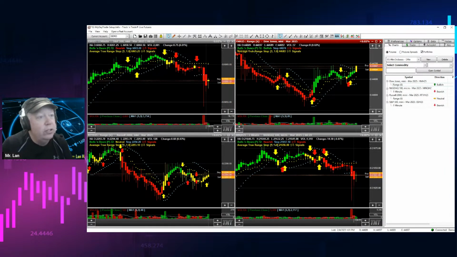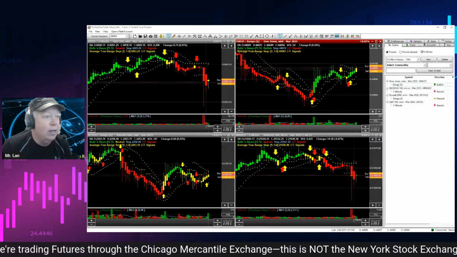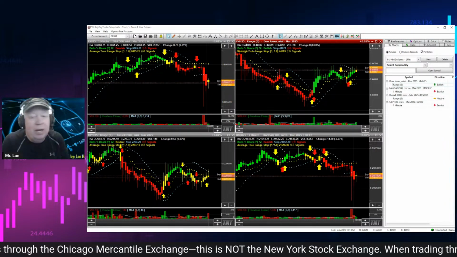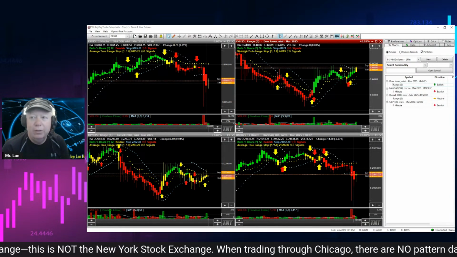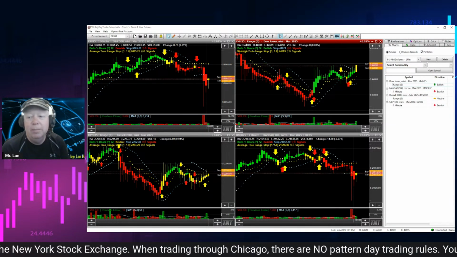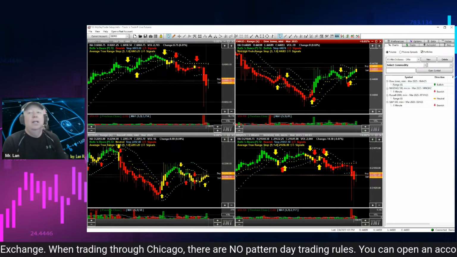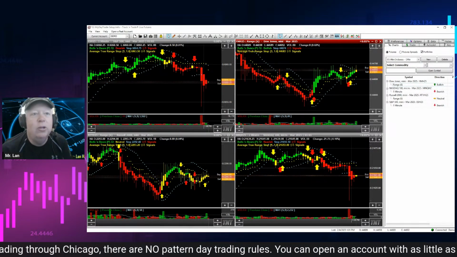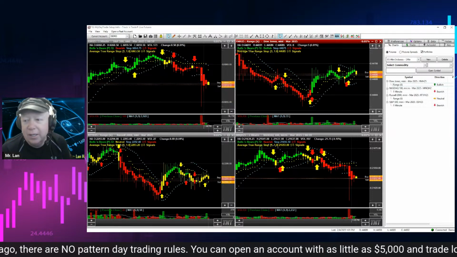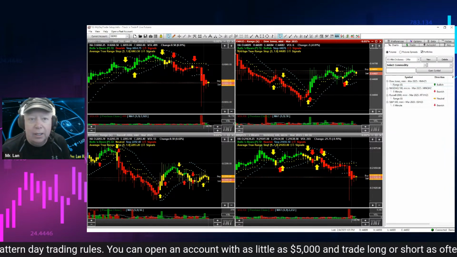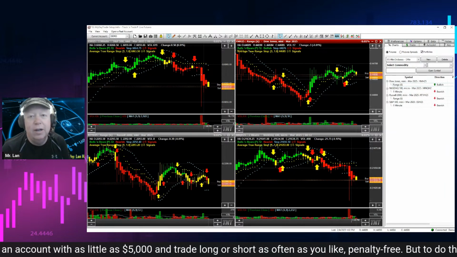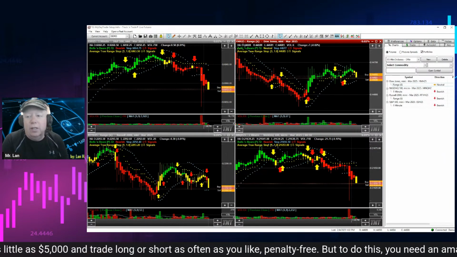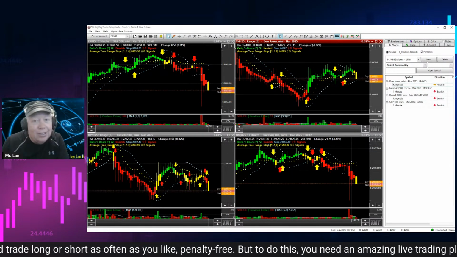Now, we are trading in the futures market, not in the stock market. The reason we like to day trade in the futures market is there's no pattern day trading rules. You can open up a small account and trade to your heart's content. There's all kinds of things you can trade. Now, I know we're trading the stock market indexes, but they are traded in Chicago out of the Chicago Mercantile Exchange. So this is the software that connects to Chicago, not to New York.